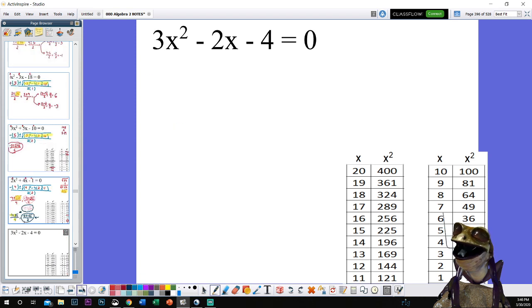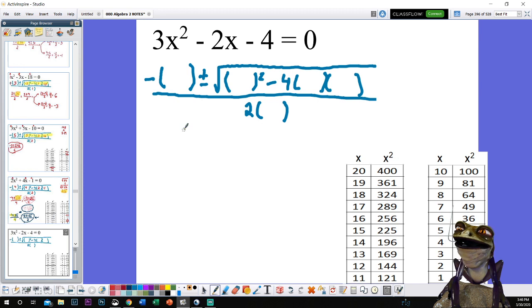Alright, let's do more. Again, write out your little skeleton. I'm hoping that now you should be able to do this one on your own. Go ahead and fill in A, B, and C and join us in a second.